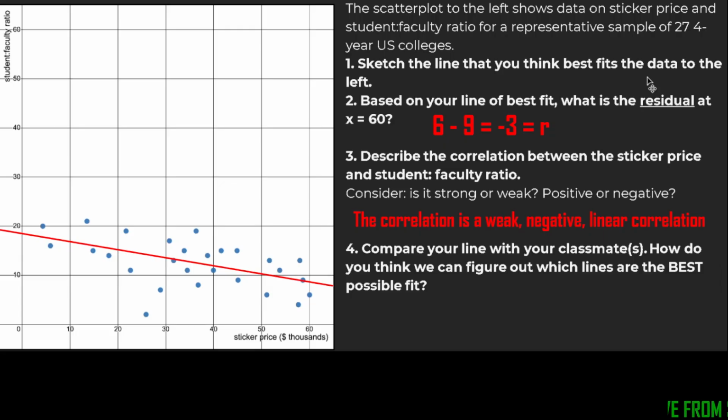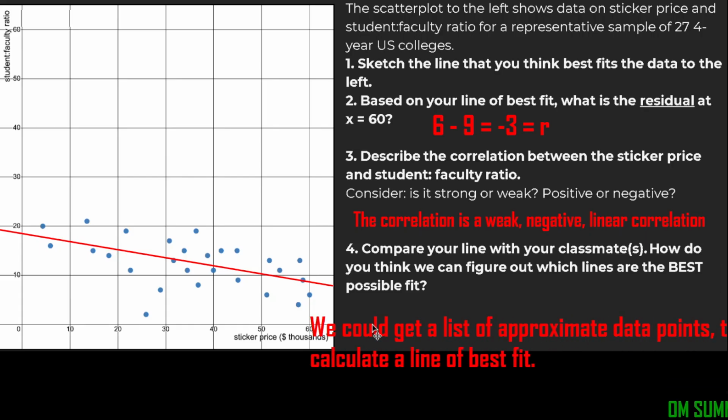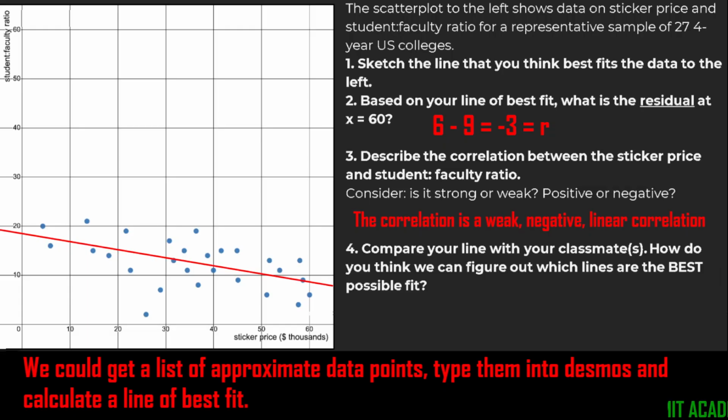Then in number 4, it says compare your line with your classmates. How do you think we can figure out which line is the best possible fit? If you want to sketch your own, that's okay. But what we could also do is, as we get a list of approximate data points, type them in Desmos and calculate a line of best fit, which I'm going to show you how to do later in the lesson. Make sure you can get a list of data points, otherwise known as a table of points. And for number 3, that linear correlation I said makes a straight line.